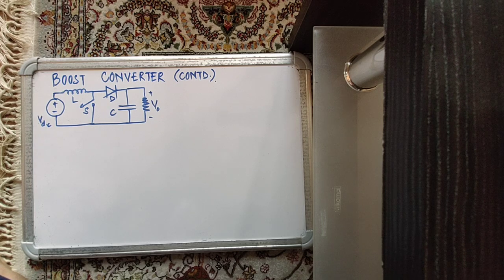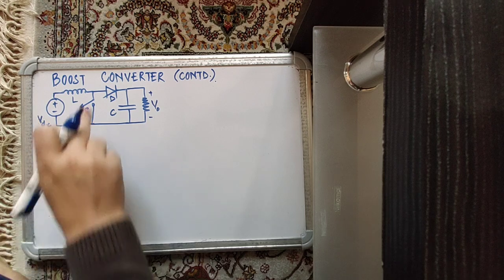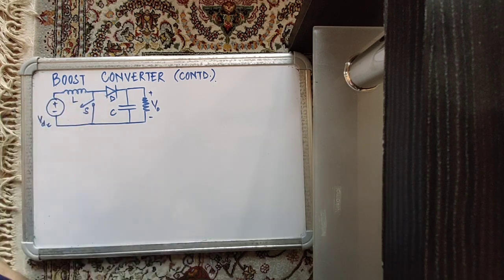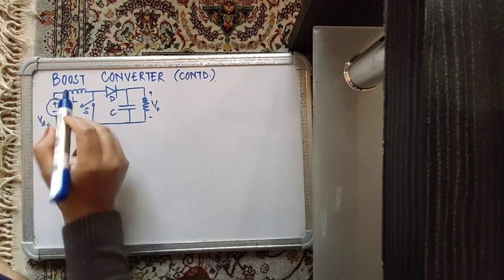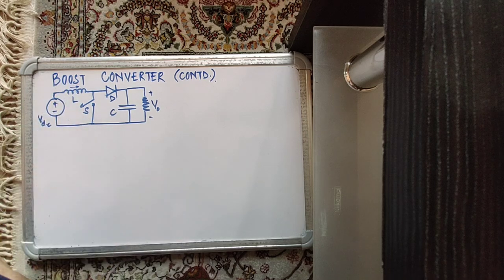In the last lecture we had discussed boost converter in continuous conduction mode, and we had designed inductor and capacitor based on the desired ripple in inductor current and capacitor voltage. Today we will discuss the converter operating in discontinuous conduction mode, that is when the inductor current becomes discontinuous due to some reasons, which we'll also discuss towards the later half of this lecture.